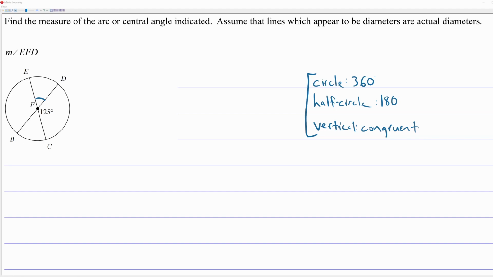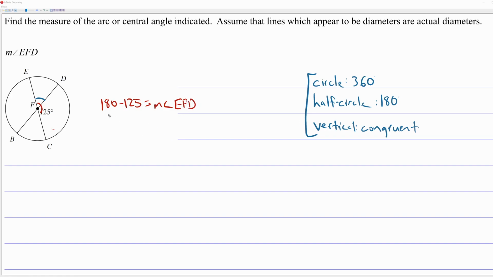Now in this particular question, if you'll notice, we have a 125 degree angle, and we have this central angle that together form half of a circle. Since half of a circle measures 180 degrees, the central angle with this 125 degree angle add up to be 180 degrees. I don't even need a variable name. I'm not going to introduce algebra if it's not necessary. Well, that means 180 minus 125 is going to be the measure of angle EFD.